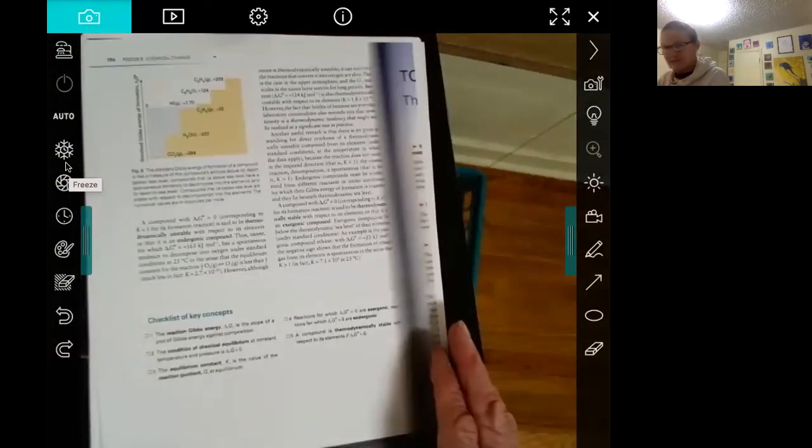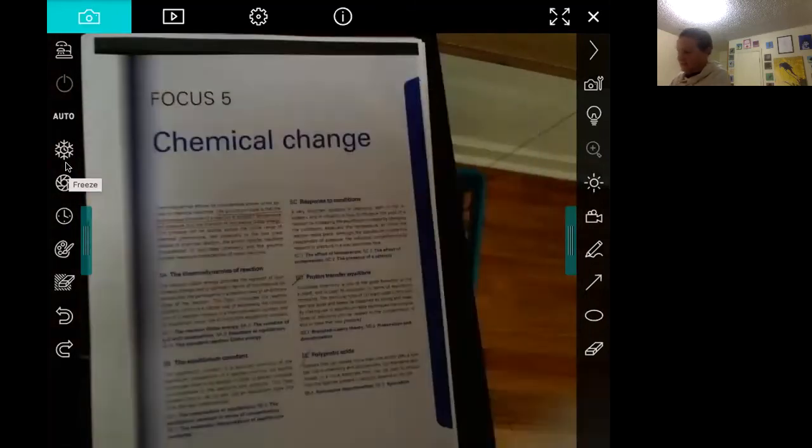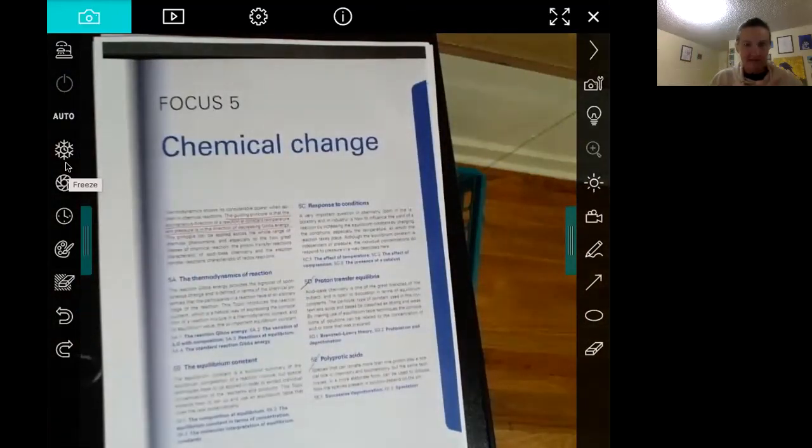You should read this last page because it gives some new definitions, endergonic and exergonic, and how they relate to whether or not K is greater than 1 or less than 1. So just read that last page. It's just two new words and to think about their definition. So that is it for the first topic in Focus 5.